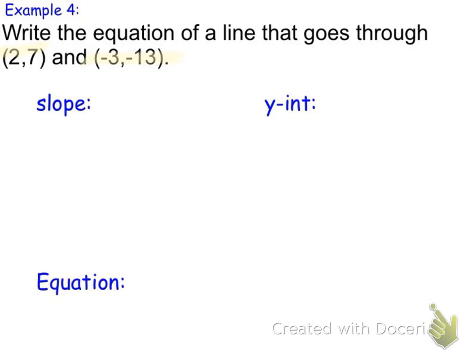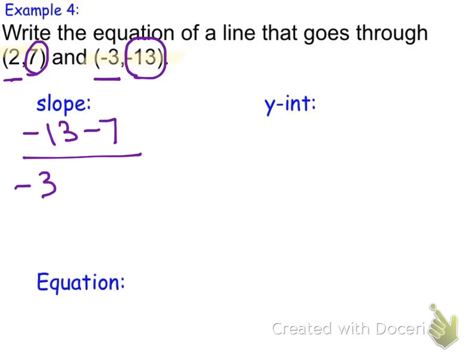So now going back to this example 4, we have these 2 points, and first let's calculate the slope. So we're going to start with the y values, negative 13 and 7, and I'm going to subtract those, negative 13 minus 7. And then we'll take the x values and do the same, negative 3 minus 2. We'll get negative 20 over negative 5. And negative 20 divided by negative 5 is positive 4.